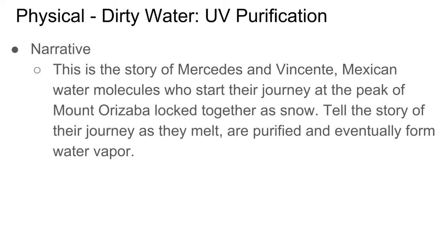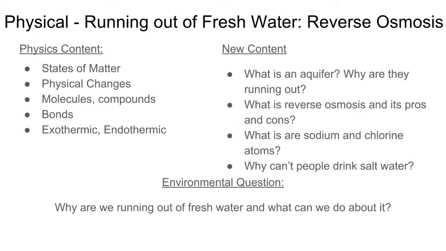Okay, and so this is your narrative. This is what I want you to be writing your play about. This is the story of Mercedes and Vicente, Mexican water molecules who start their journey at the top of the peak of Mount Orizaba, locked together as snow. Tell the story of their journey as they melt, are purified, and eventually form water vapor. You can change the names if you want to, but this is the idea. There are these molecules, and they go from being snow to water. Maybe they get dirty and then they're purified. So that's the idea.